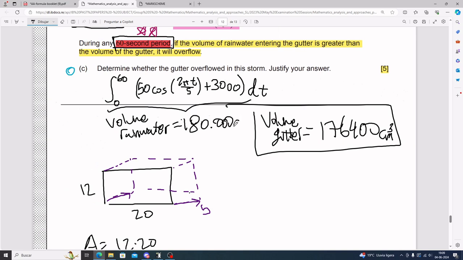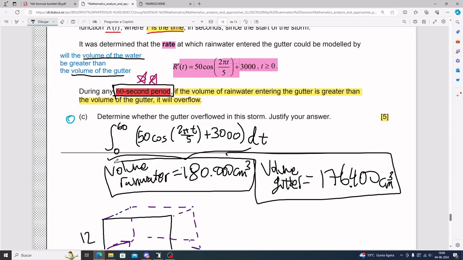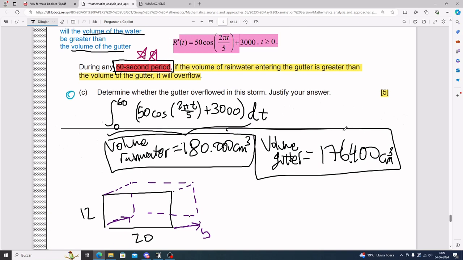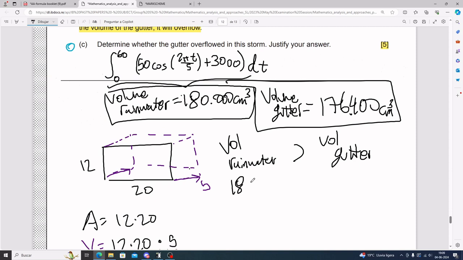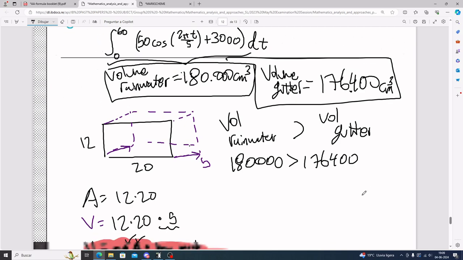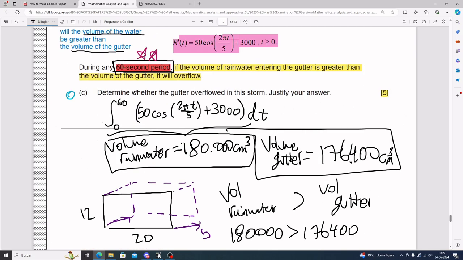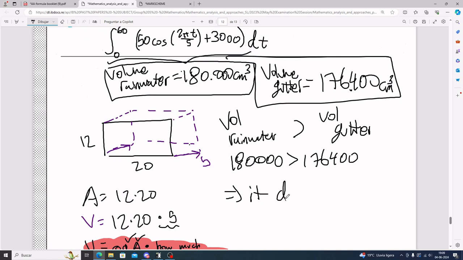Now you need to do the conclusion. I think it's pretty straightforward. The volume of the rainwater is 180,000. The volume of the gutter is 176,400. Which volume is greater? The volume of rainwater is greater than the volume of the gutter. Another way you can get the method point is literally writing that 180,000 is greater than 176,400. Through this, your conclusion is that it does overflow, unfortunately.